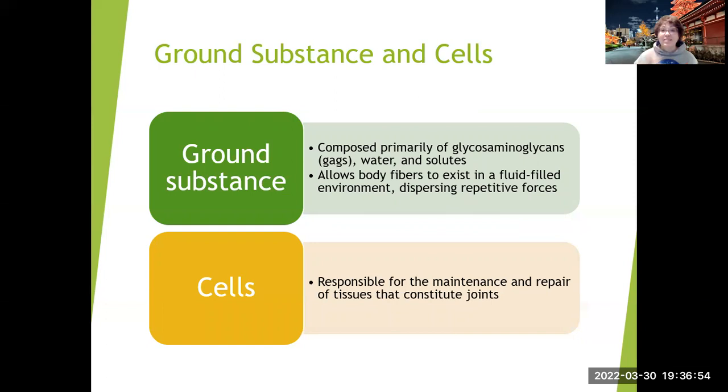The cells that exist in our connective tissue are the ones that are responsible for the maintenance and repair of tissues that constitute joints. So they're things like fibroblasts and osteoclasts and osteoblasts. So fibroblasts are spitting out collagen and they're spitting out other stuff too. So we have to have those cells in order to create the materials that make up our connective tissue.